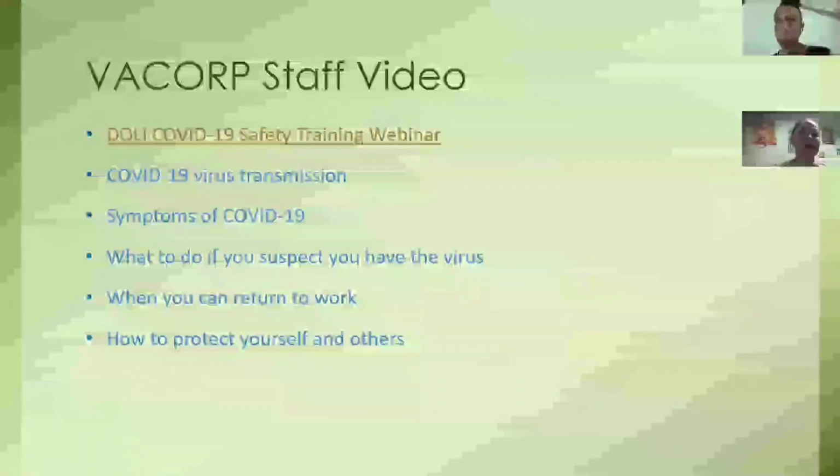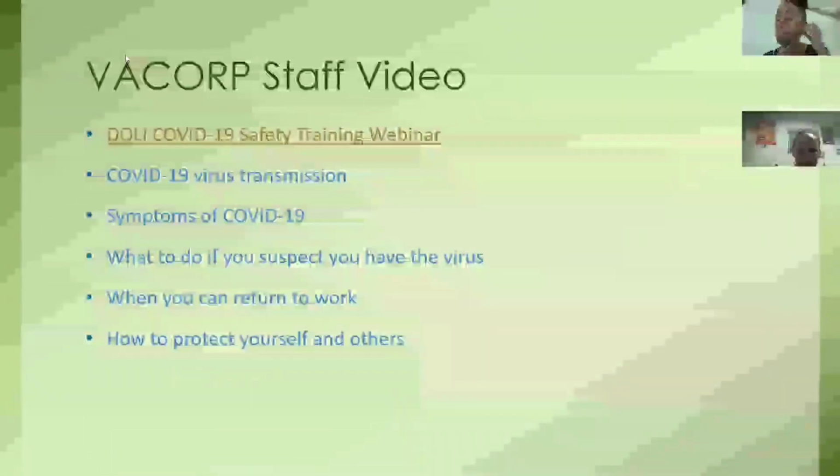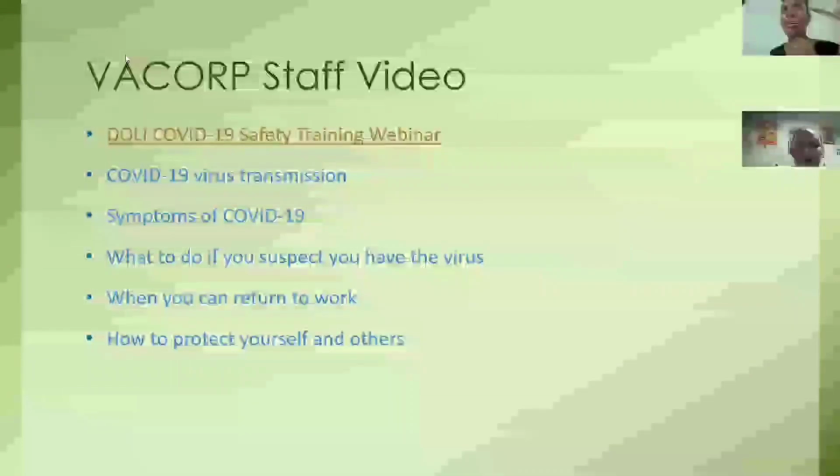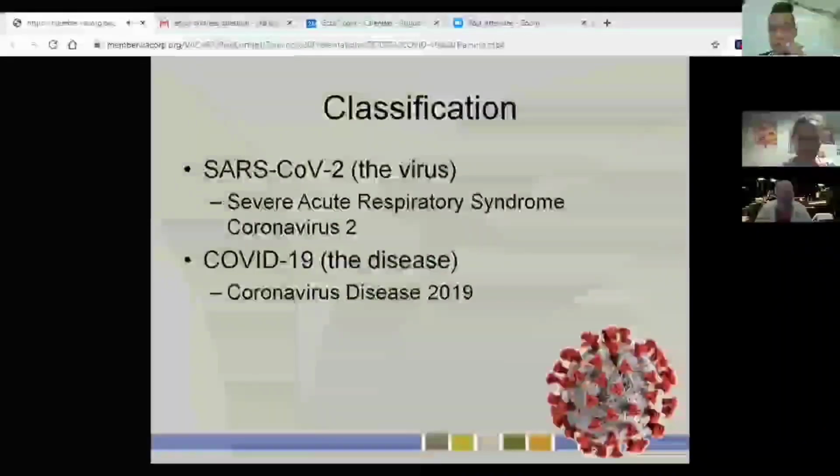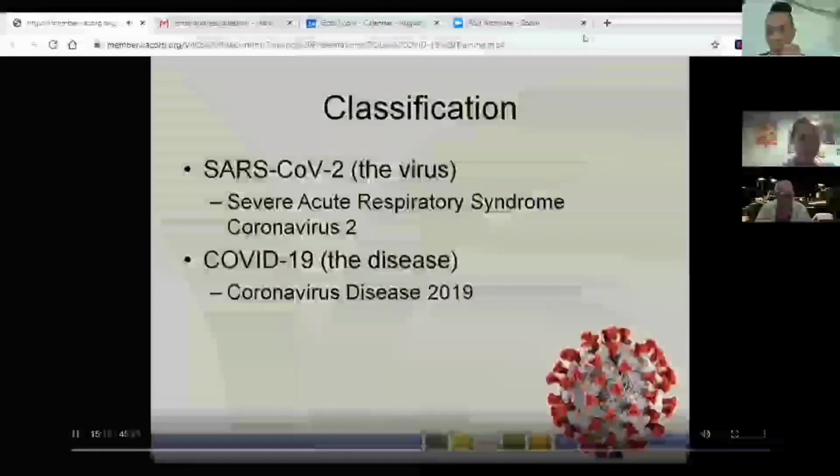In the video that you're going to see, it's going to cover the virus transmission, the symptoms of COVID-19, what to do if you suspect that you have the virus, and when you can return to work. And also, we will cover how to protect yourselves and others. As you can see from this slide, there are several different terms out there that you've probably heard before, might be familiar with, talking about COVID-19 or coronavirus, whatever you're familiar with hearing.